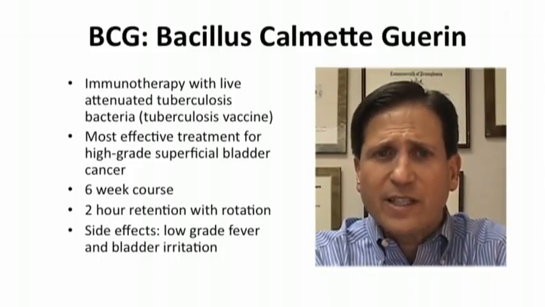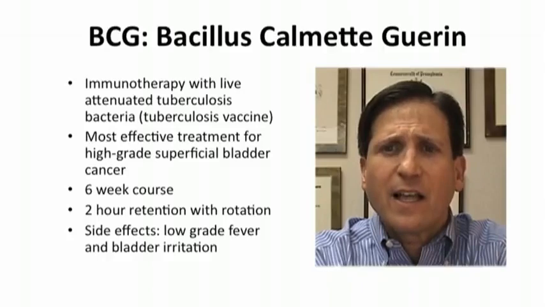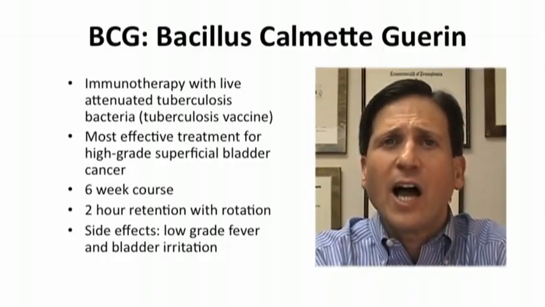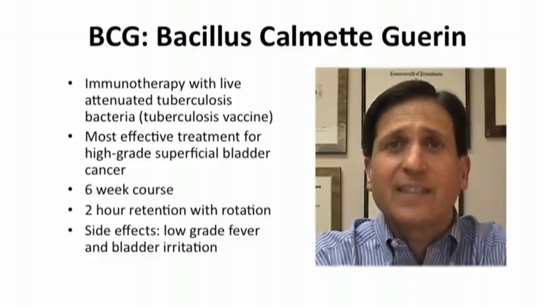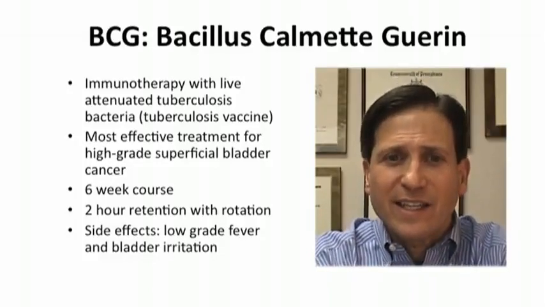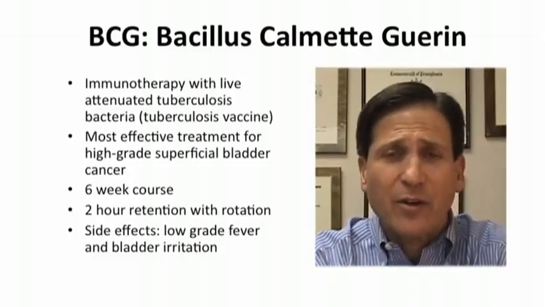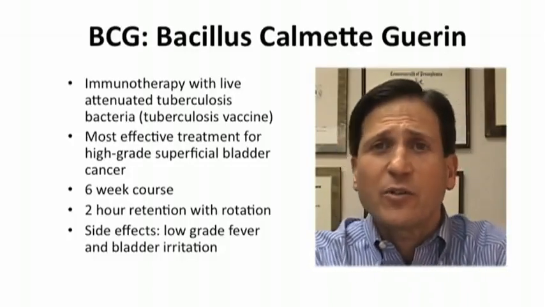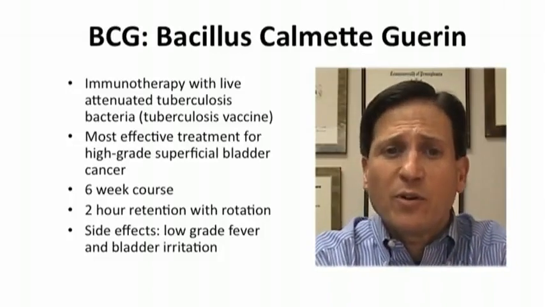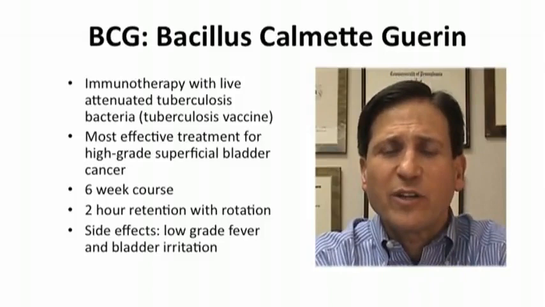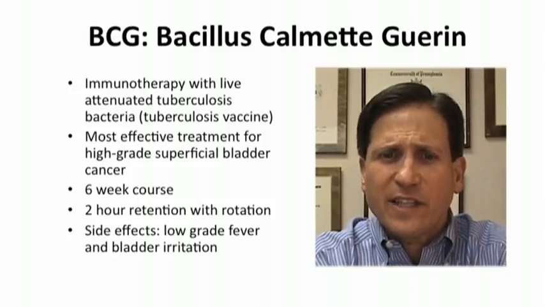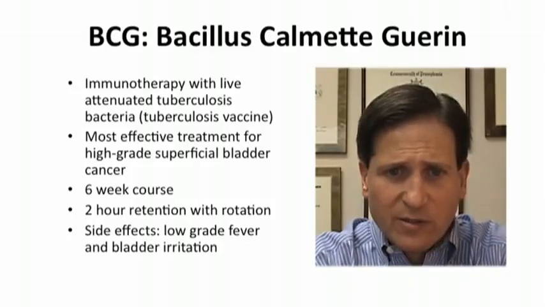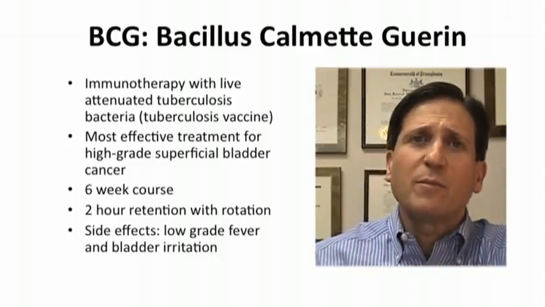What is most commonly used is called BCG, Bacillus Calmette Guérin, essentially live, weakened or attenuated tuberculosis bacteria, also known as tuberculosis vaccine. Yes, as strange as it seems, tuberculosis vaccine placed into the urinary bladder by a catheter, retained for a couple of hours, and then urinated out. And this repeated a number of times. This happens to be the most effective treatment for high-grade superficial bladder cancer. It typically involves a six-week course and sometimes a second six-week course. Side effects may be low-grade fever and bladder irritation.